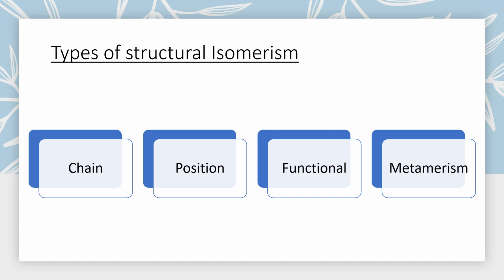We have two CH3s and two CH2s and one O, but it's in a different order. In the first one we have CH3CH2, then we have O, and then CH2CH3. So there are two carbons on this side and two on the other side of the functional group. Then we have the methyl propyl ether where we have CH3, then we have O, and then CH2CH2CH3. So here we have unequal distribution of the carbon atoms on the sides of the functional group. This is what metamerism actually means.